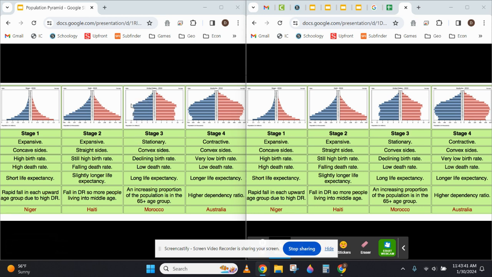This one shows stage 3, the country is Morocco. You can see they had the big increase, but now it's sort of leveled off. Their population isn't growing greatly anymore. It's still big, but it's not growing a ton. Then we've got stage 4, where you can see population starting to decrease. People are starting to have less and less kids than the previous generation.